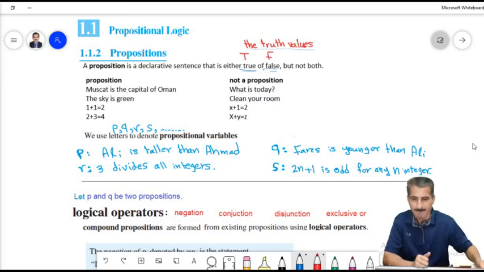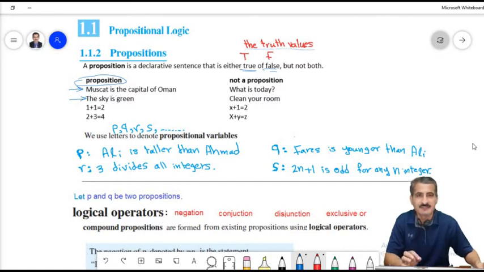Let's see. First example: Muscat is the capital of Oman. Is that true? Yes. So it has taken a truth value, so it is a proposition. So we are making examples for propositions. The sky is green. False. So it is a declarative sentence that has taken false as a truth value, so it is a proposition.